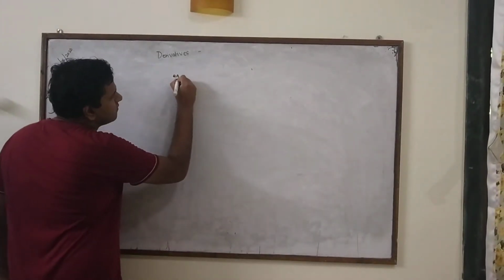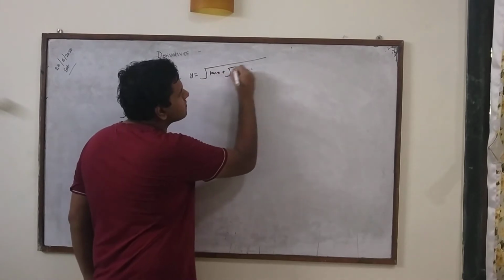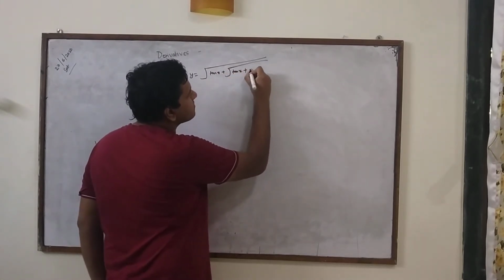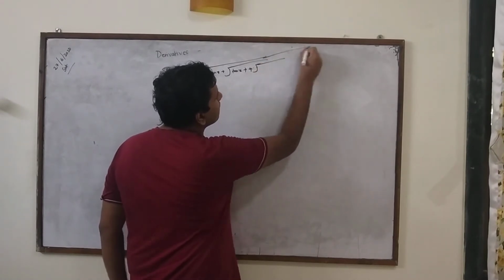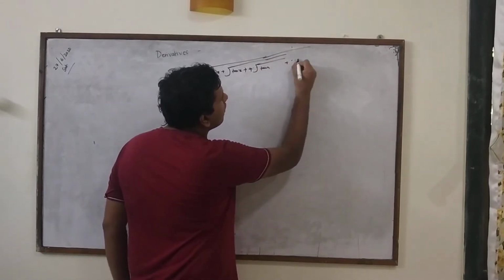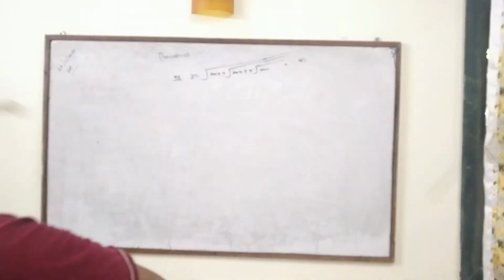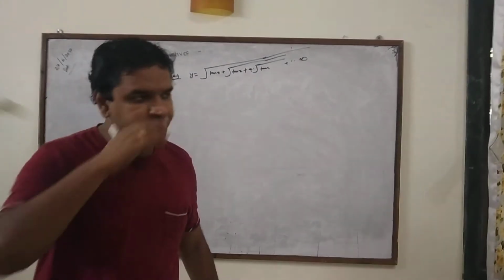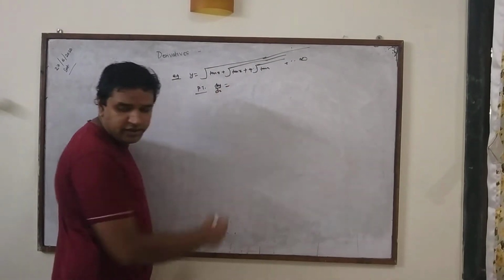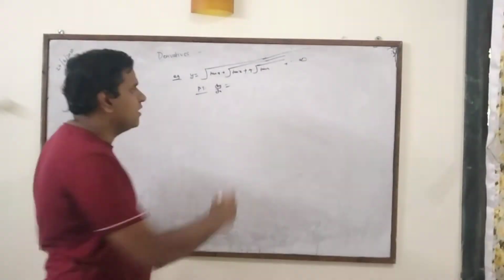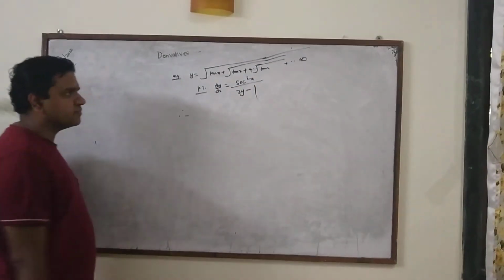If y is equal to root of tan x plus root of tan x plus root of tan x, all the way till infinity, you have to prove that dy by dx is equal to sec square x upon 2y minus 1.